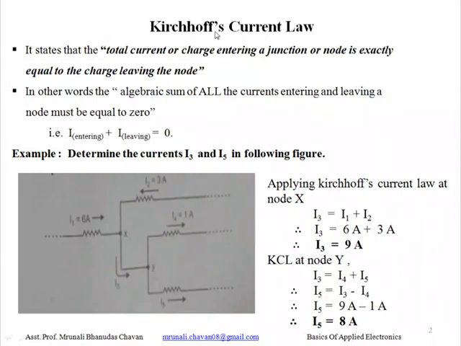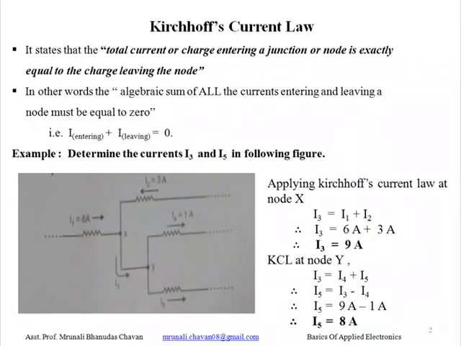So first we will look at the statement of Kirchhoff's current law. This Kirchhoff's current law states that the total current or charge entering a junction or a node is exactly equal to the charge leaving the node. In other words, the algebraic sum of all the currents entering and leaving a node must be equal to 0.